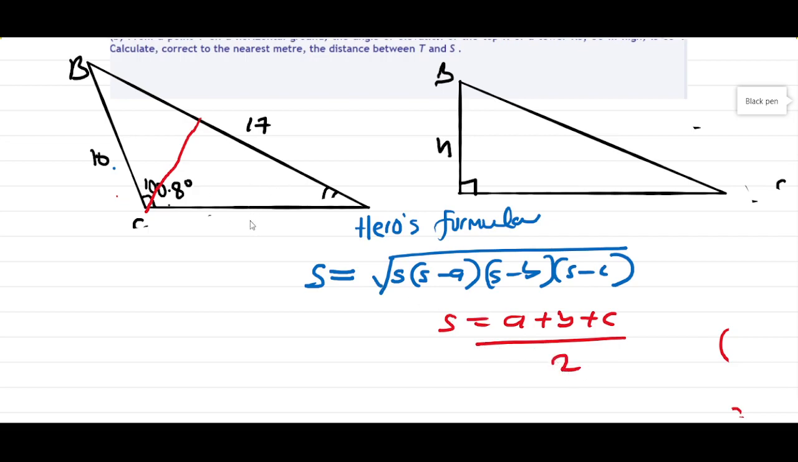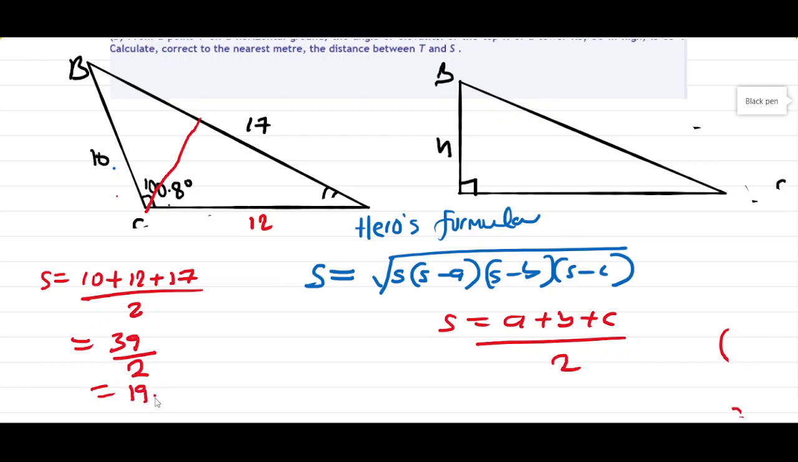So in this case, here is 12, here is 10, and here is 17. So s for this case will be 10 plus 12 plus 17, all divided by 2. So 10 plus 12 is 22, plus 17 is 39, all divided by 2. So 39 divided by 2 should be 19.5. So that is s.